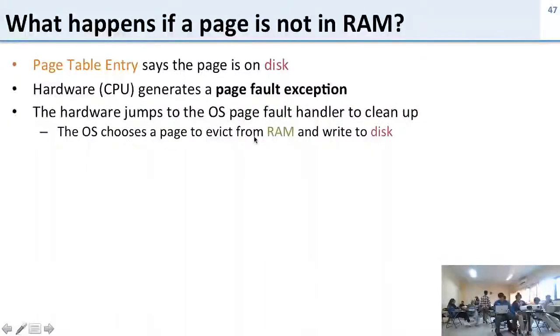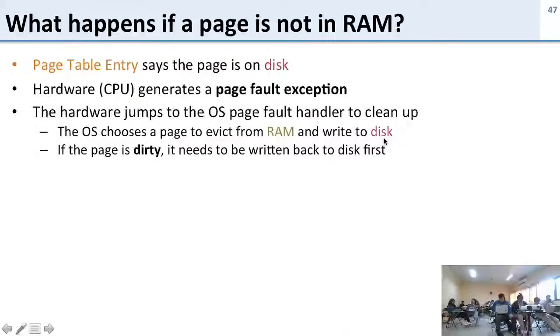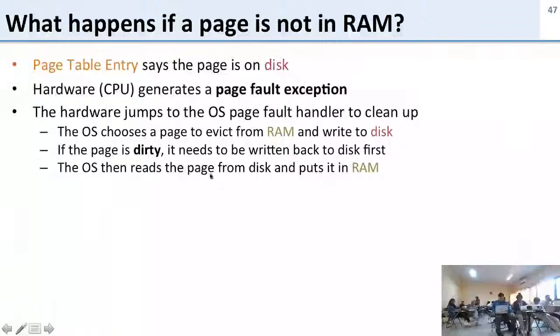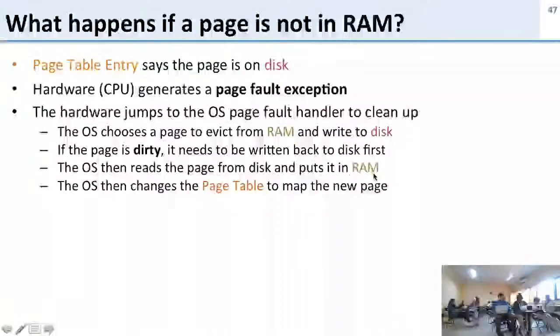So the first thing the operating system does is it chooses something else to kick out of the memory. If we need to bring more data into memory, presumably our memory is full, so we need to kick something else out, and we're going to write that to disk. If the page is dirty, we need to write it back. So for this page that we chose to evict, if the program has changed the data, we need to write it back. If it hasn't changed the data, it may be the same thing we had in memory before, so we don't have to write anything. That would mean it's not dirty. The OS is then going to read the page in from disk and put it into RAM. Then the OS is going to update the page table saying, hey, I've now put this data into RAM for you, so now you can use it.